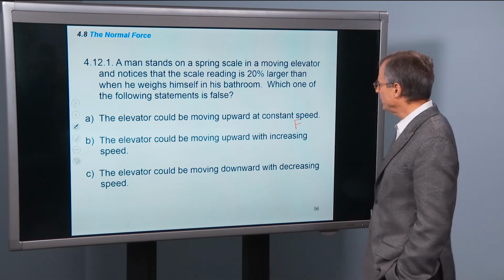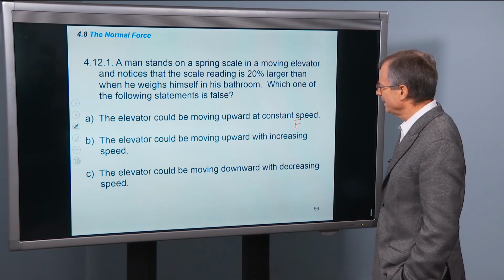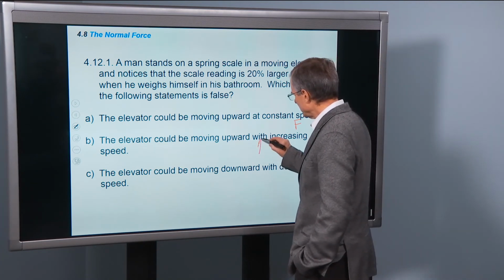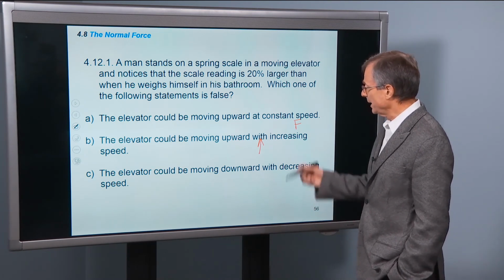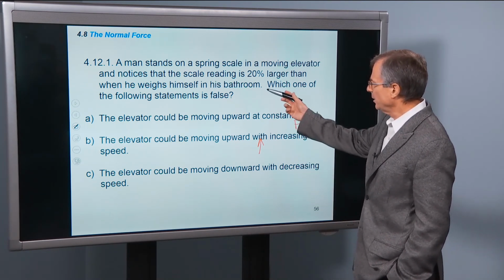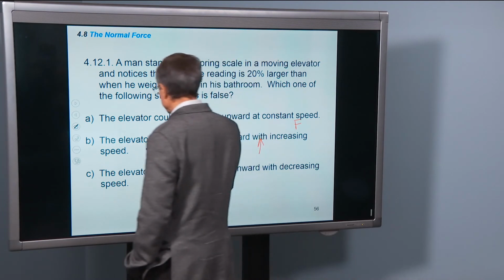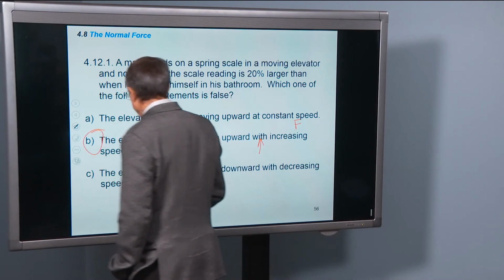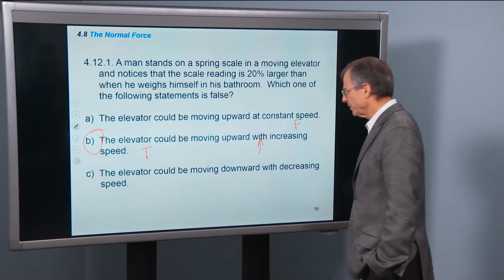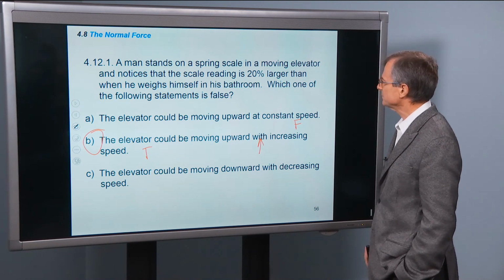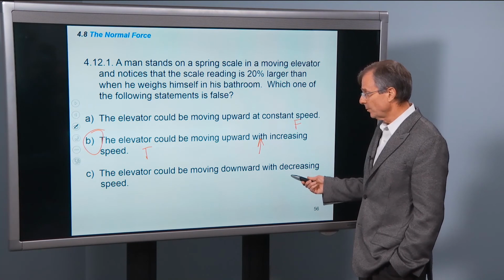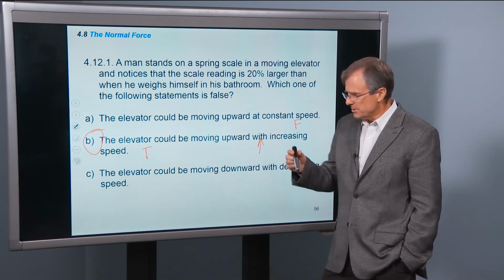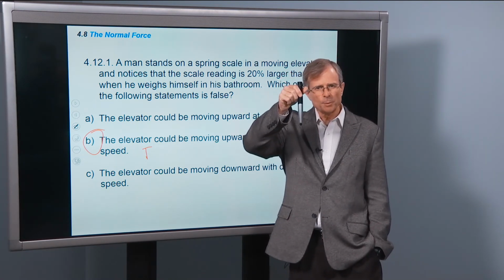The elevator could be moving upward with increasing speed. Well, that would mean that the acceleration is upward, and that would produce, like we talked about before, a scale reading that's larger. So that's true. The elevator could be moving downward with a decreasing speed. Well, what about that? So the elevator is moving downward with decreasing speed.